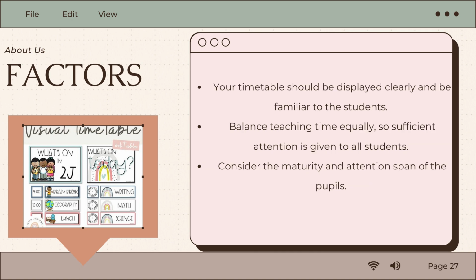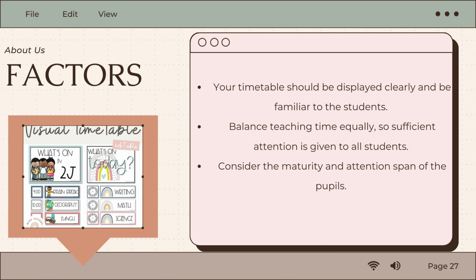So the next one is your timetable should be displayed clearly and be familiar to the students. This is also very important. Most especially karon nga online class, if possible i-ask nimo ang mga students mag-print og schedule nila sa class para liliun lang nila ang unsa na ang schedule nila sa ilang wall while taking the class so they can also know what is their next class.